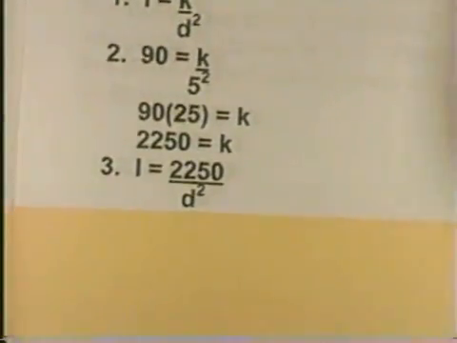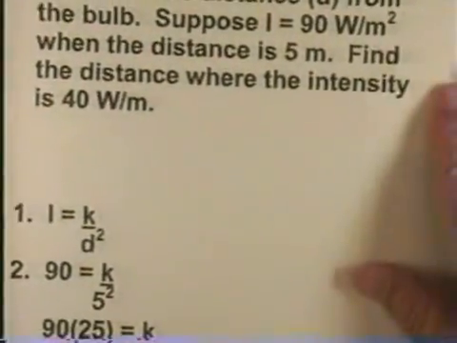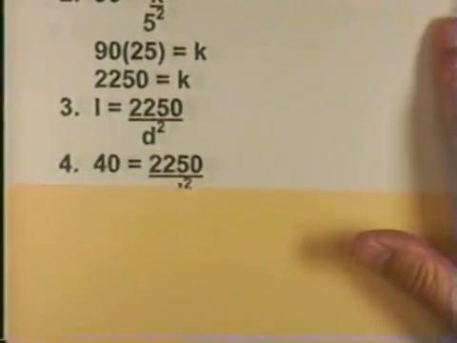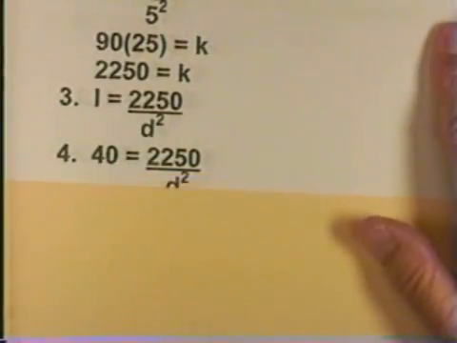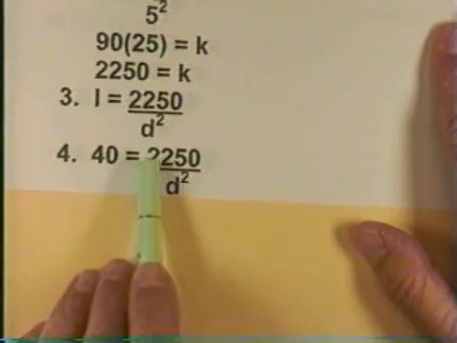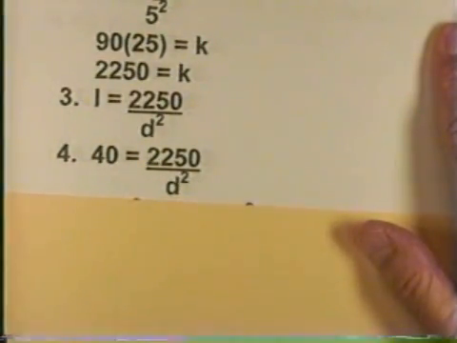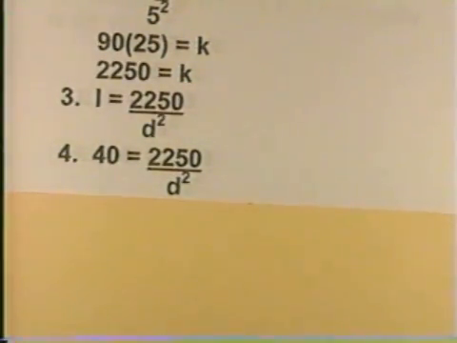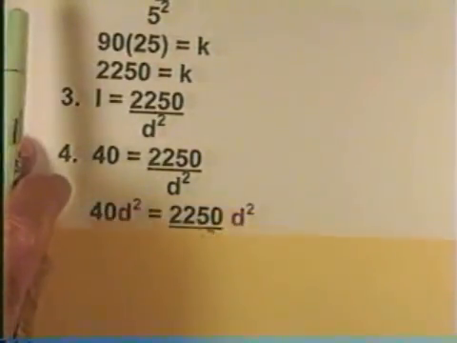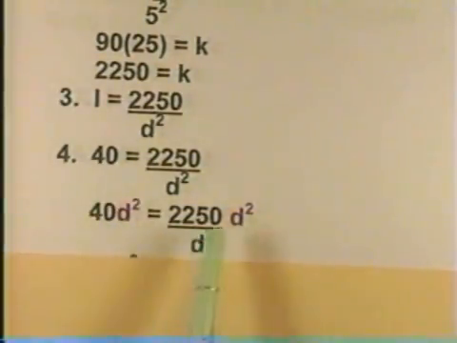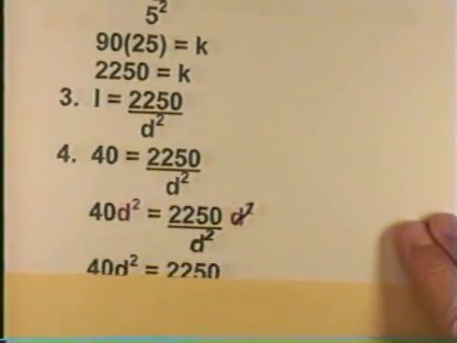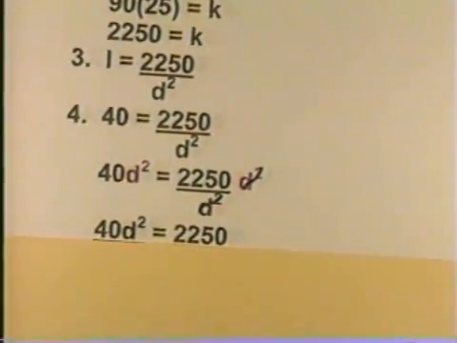Now I go back to my question, and it says, find the distance where the intensity is 40. So I'm going to put I is 40, and I want to know the D that goes with that. So I get 40 is equal to 2250 over D squared. Now we want to solve for D squared. Well, the first step would be clear fractions. So I need to multiply both sides by D squared. And of course here, the D squareds will cancel, which leaves me 40D squared is 2250.